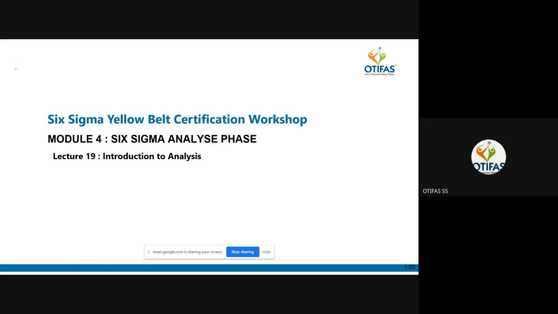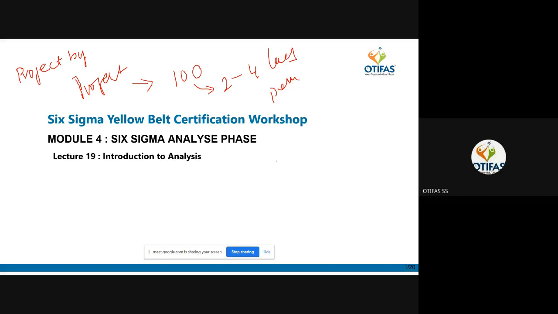What is Six Sigma? How is Six Sigma implemented? Six Sigma is implemented by a project approach. A good company will always have improvement projects running in that company. Even a small company, if it is good, can do at least 100 projects. Now, a QC project will save you at least 2 to 4 lakhs per annum, and a Six Sigma project may save you some 50 lakhs to 3 crores.